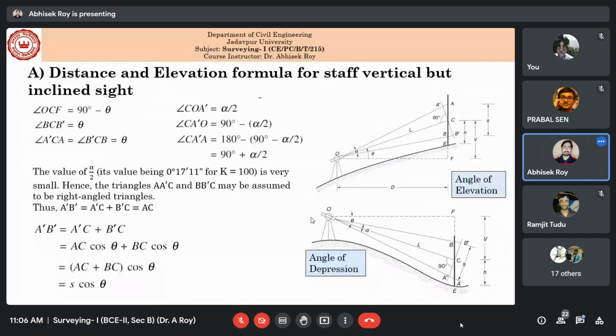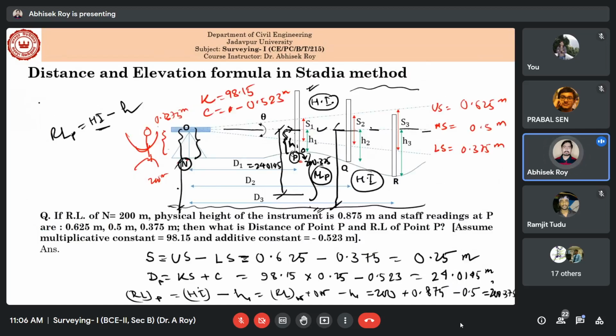So now we will discuss the case where the staff is vertical. See, here the staff is vertical. Here also the staff is vertical. But your side is inclined. Your side is previously the cases we have discussed. Your side is also horizontal.